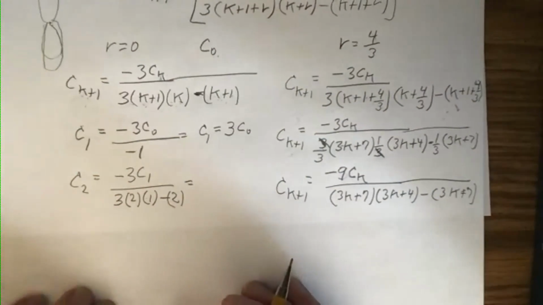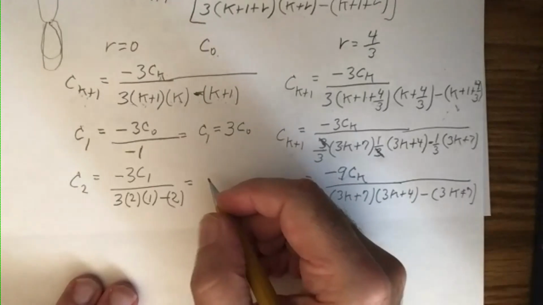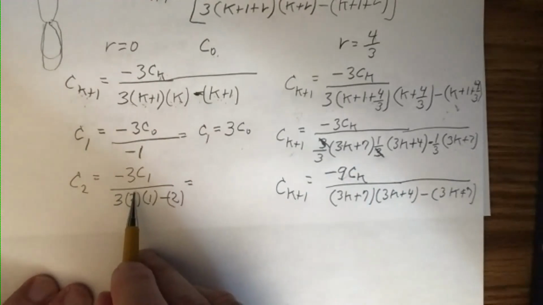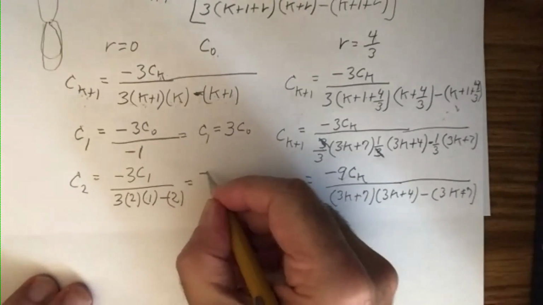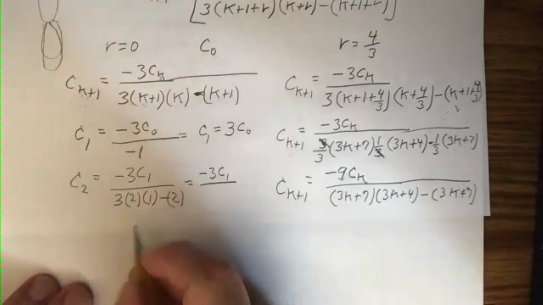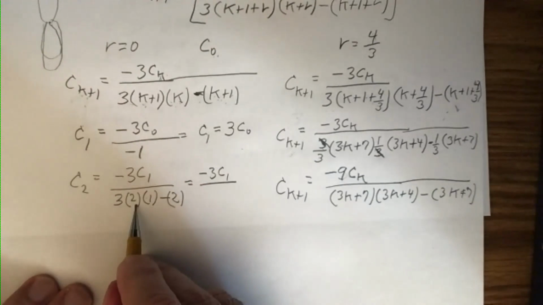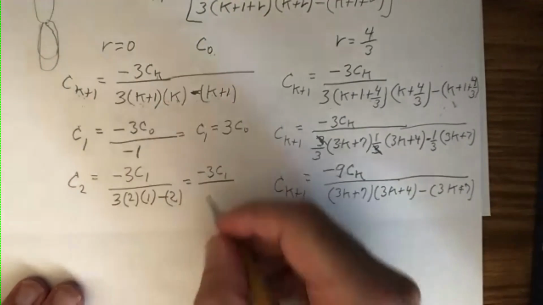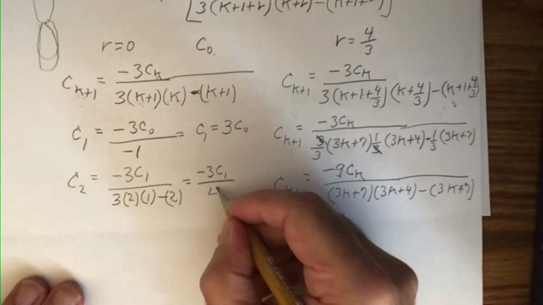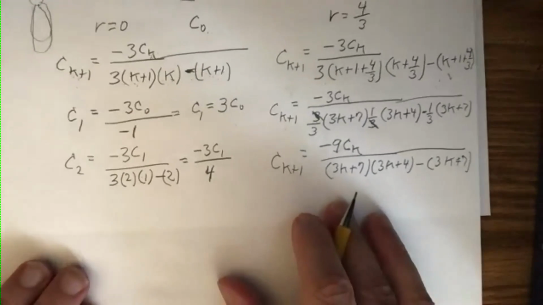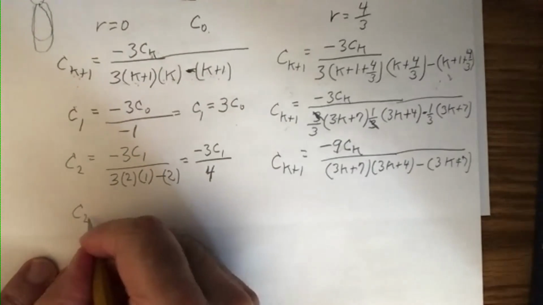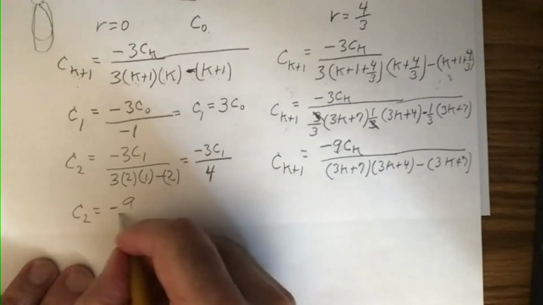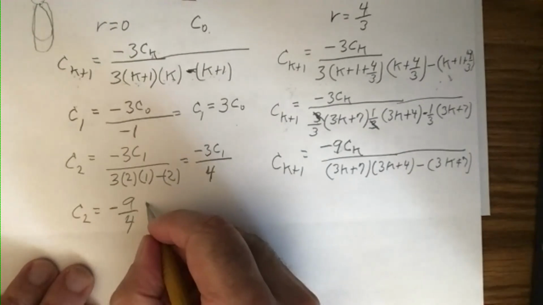So anyway, back to here. Now let's see. I got -3C1, so this is going to be 6. 6 minus 2, so that's going to be 4. Right? 6 minus 2 is 4. And then C2, in terms of C0, is going to be -9/4 times C0.